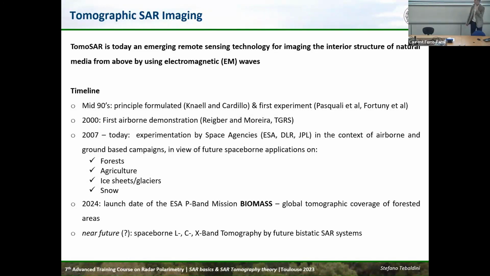For the near future, let's say that we have great hopes in bistatic systems, so formations of different satellites working together to do this also at higher frequencies.